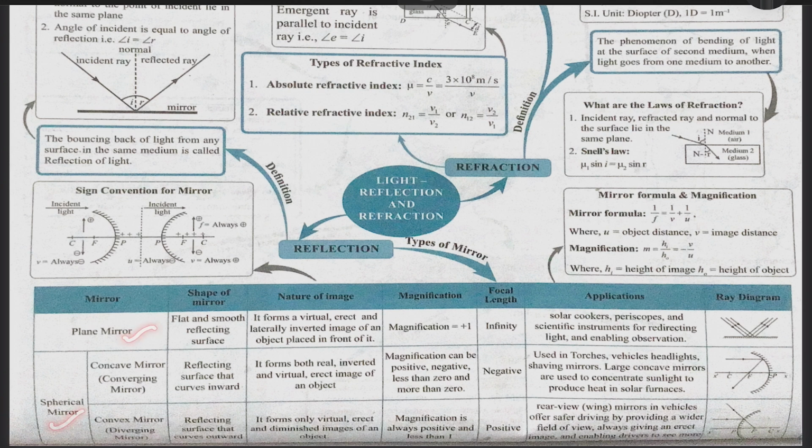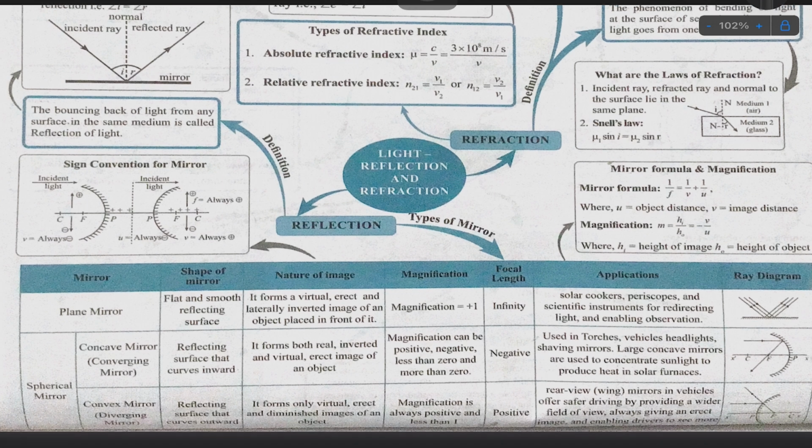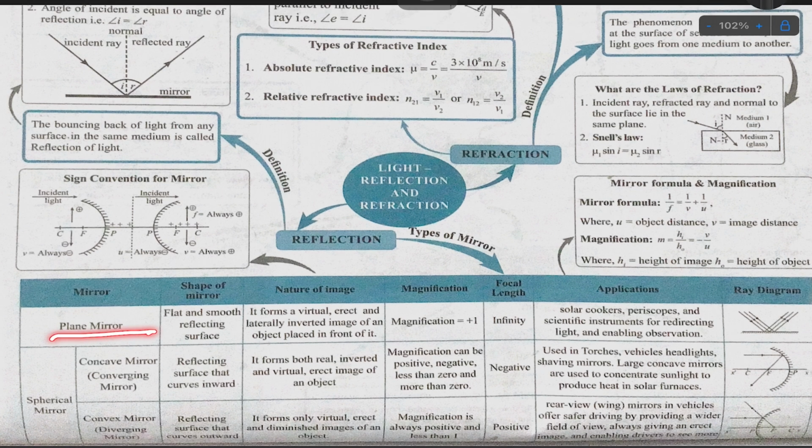With respect to plane mirror and spherical mirror, we will be discussing its shape, nature of image formed, magnification, focal length, application, and a ray diagram. So all the concepts with respect to plane mirror and spherical mirror will be discussed in one shot. So coming to plane mirror, the shape is a flat and smooth reflecting surface.